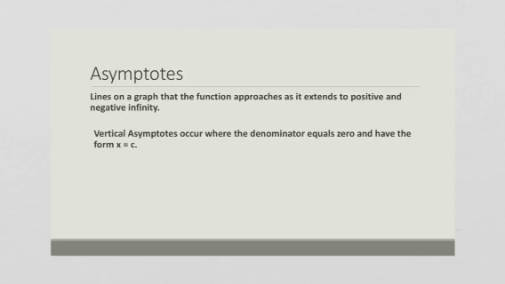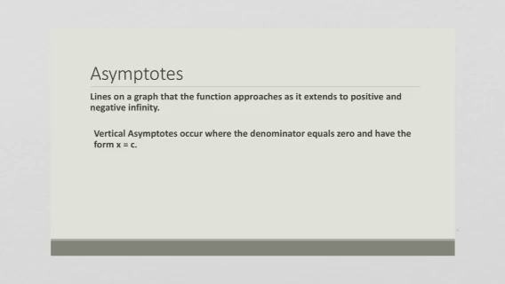The third thing we're going to talk about today are asymptotes. Asymptotes are lines on a graph that the function approaches as it extends to positive and negative infinity. In most cases, the graph is going to approach this line and never touch it. Once in a while, the graph will cross the line, but then as it gets really, really big and it extends out to infinity or negative infinity, it will never touch the line again.